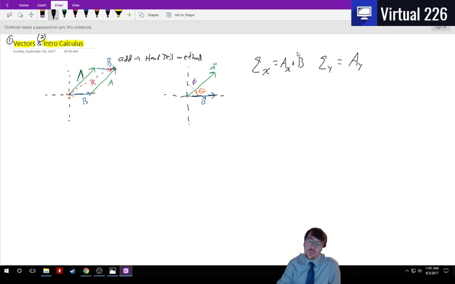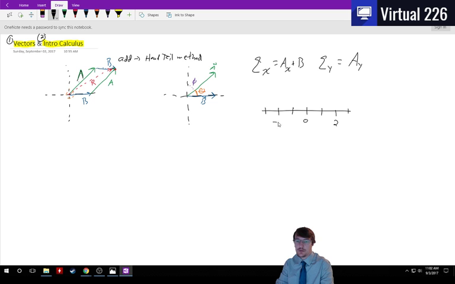So by splitting a vector into its x and y components, we can actually start adding them together, kind of like a number line did. Because if you think back to your elementary school days, where you had a number line, you know, starting at 0, 1, 2, 3, -1, -2, -3.